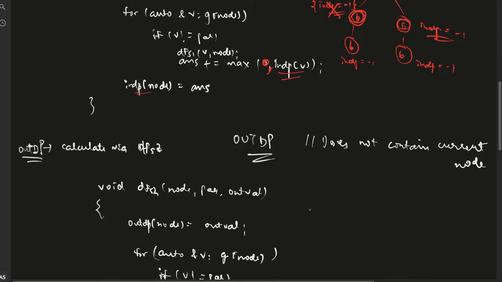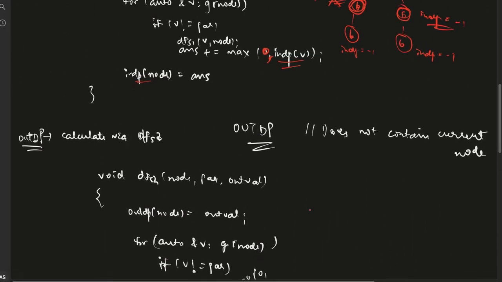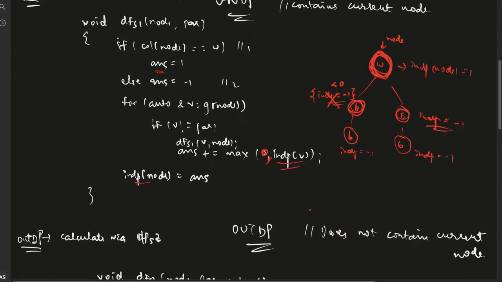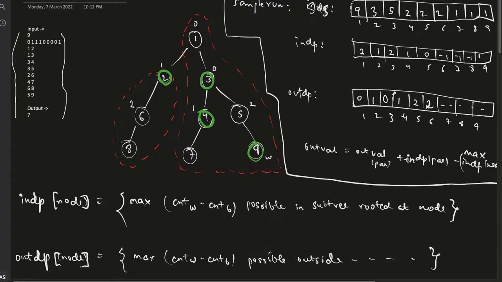OutDP is a little more involved. So the way OutDP works is, first of all, we try to understand why we need OutDP. So the reason for that is, consider 2. Now Ndp of 2 would have been 1 because this node would have been included in the subtree, in the optimum subtree.